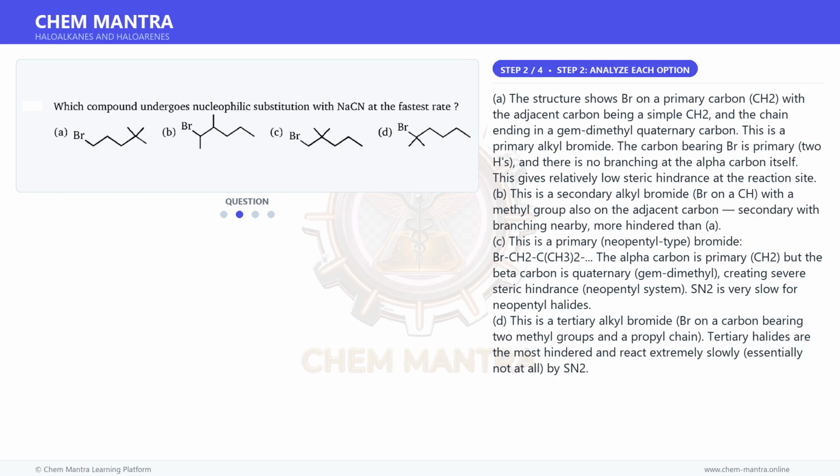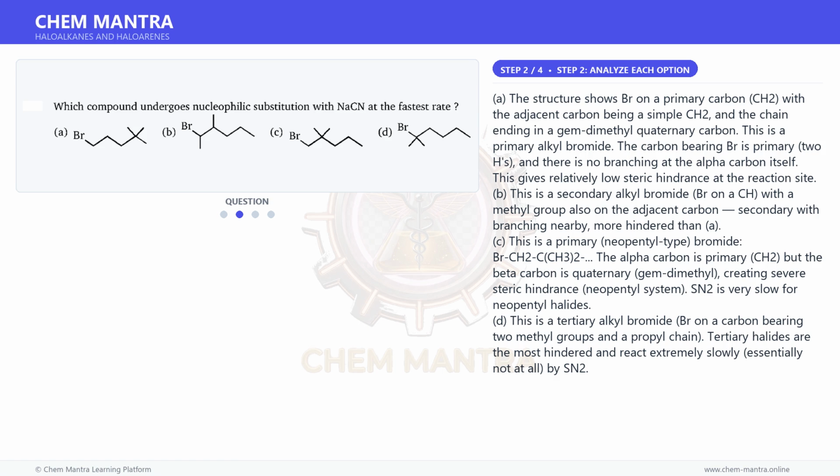Moving on to the next step. A. The structure shows Br on a primary carbon, CH2, with the adjacent carbon being a simple CH2, and the chain ending in a gem-dimethyl quaternary carbon. This is a primary alkyl bromide. The carbon bearing Br is primary, and there is no branching at the alpha carbon itself. This gives relatively low steric hindrance at the reaction site.